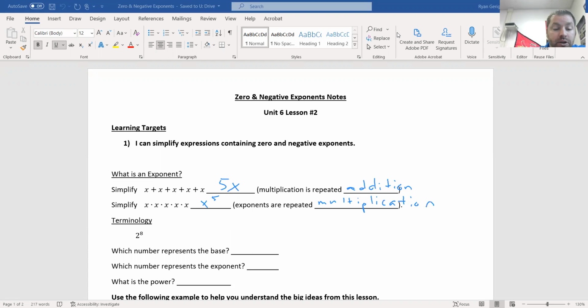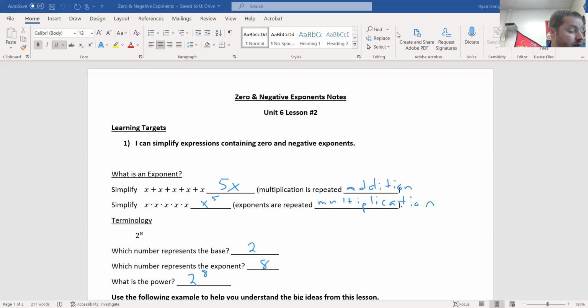All right, so terminology. So we have 2 to the 8th there. What number represents the base? The base is the 2. It's the number that's getting multiplied 8 times. Which number represents the exponent? That one's easy. What is the power? We say 2 to the power of 8. So together they are the power.